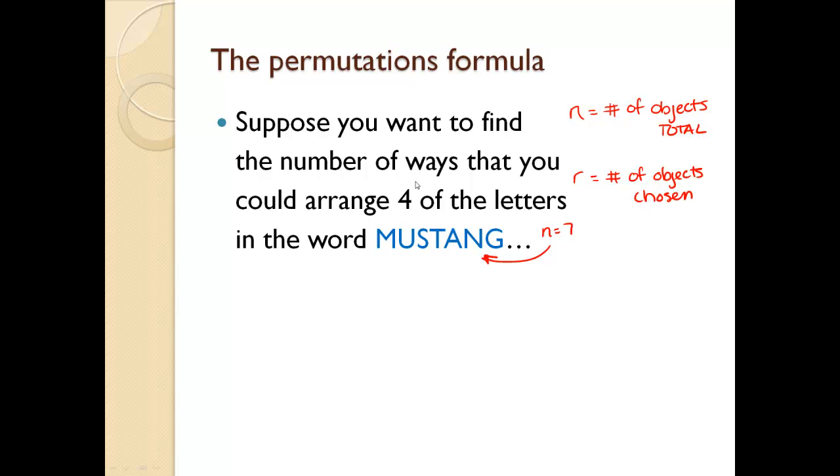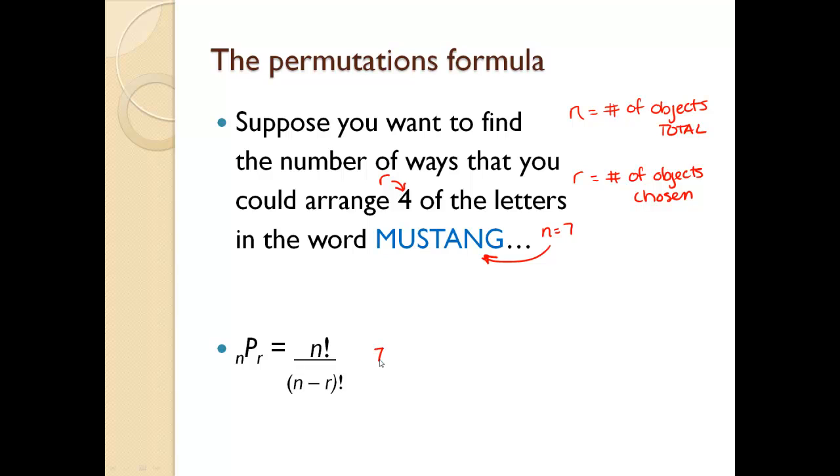And we are arranging 4 of the letters, so R is your 4. Now what do I do with those variables once I have it? Well, you use this formula here. The P stands for permutation. Now we just replace those other letters with what we've designated them as. So when you see an N, you put a 7, and when you see an R, you put a 4.